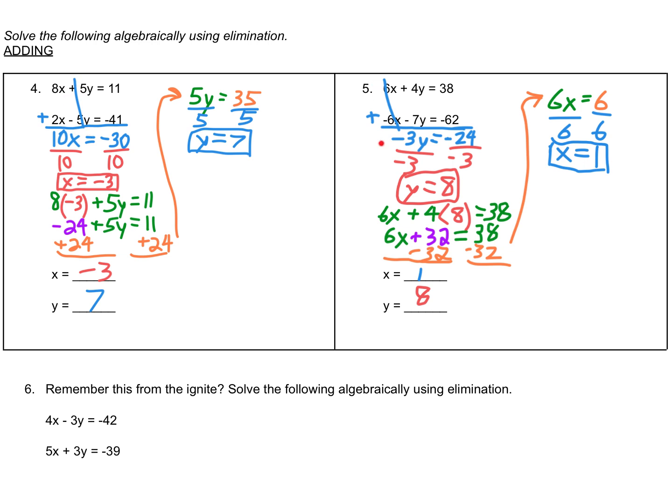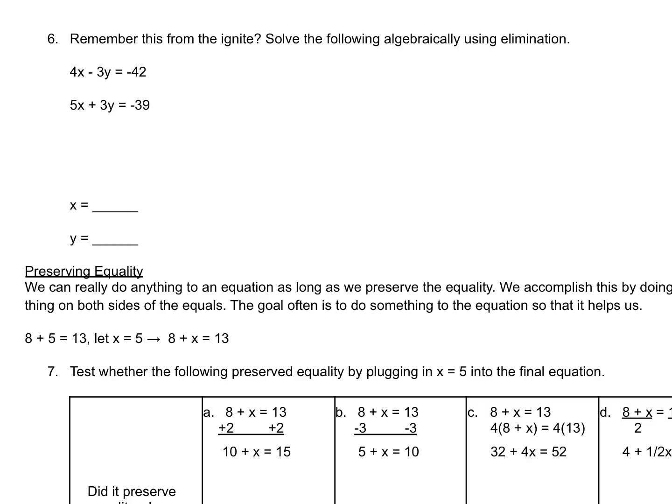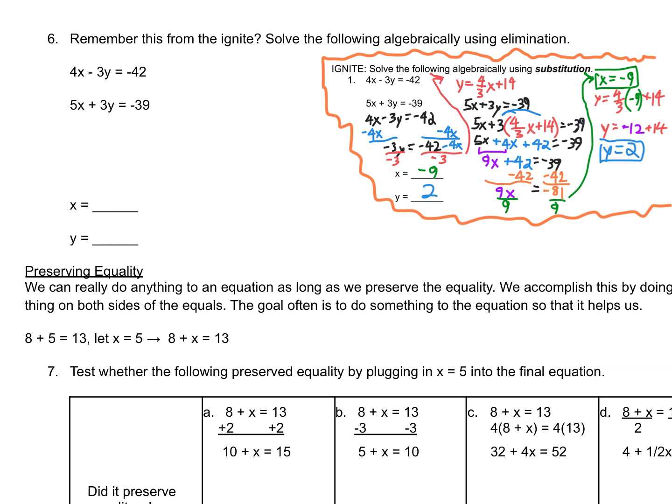Sometimes it's y, sometimes it's x. Now let's revisit number 6. Remember our ignite, where we had to do this much work? Now let's take a look at what it looks like when I try with elimination. Take a moment and solve that. Otherwise, that'll look like this.